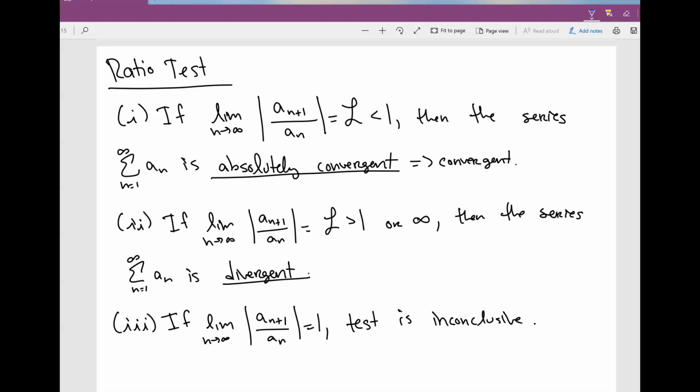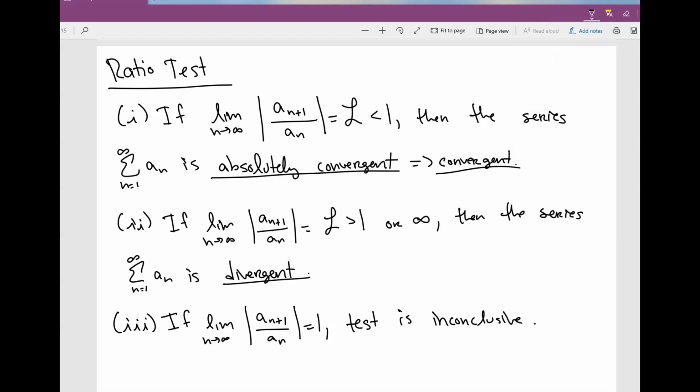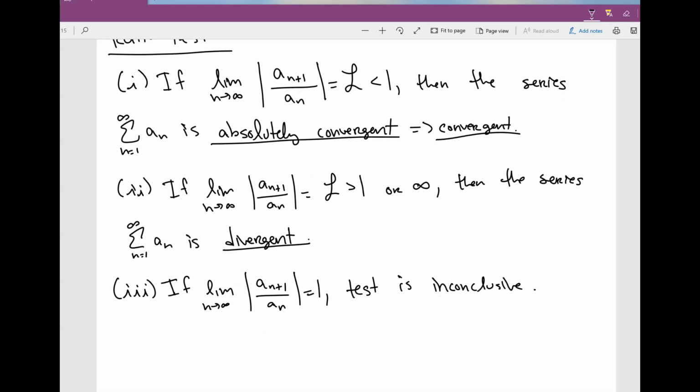So the ratio test has three different cases. If the limit as n goes to infinity of a sub n plus 1 over a sub n is equal to some limit that's less than 1, then the series is absolutely convergent, which actually implies that the whole series itself is convergent. If the limit as n goes to infinity of the ratio a sub n plus 1 over a sub n equals some limit that is greater than 1 or infinity, then the series is divergent. If this ratio is equal to 1, then the test is inconclusive.